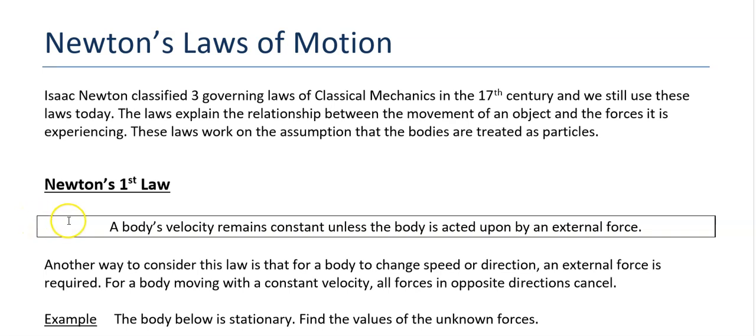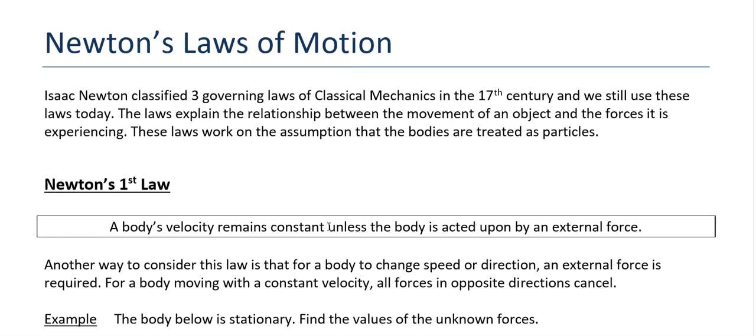Newton's first law. So Newton's first law says a body's velocity remains constant unless the body is acted upon by an external force. That is, a body is either at rest and it doesn't move because the overall force is zero, or else the body is at a constant speed and it stays at a constant speed unless it is acted on by some overall force.